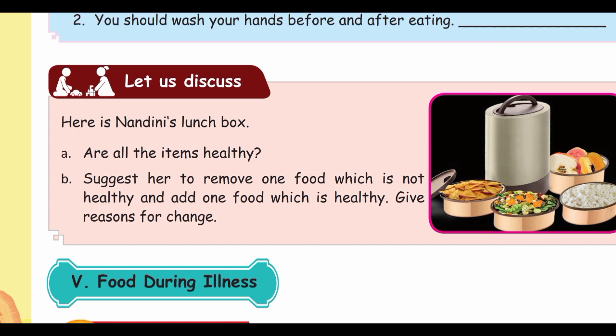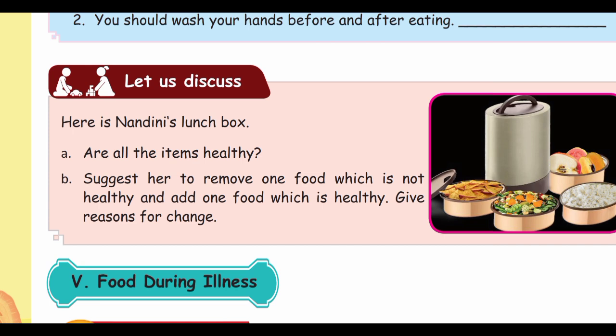Next question. So B, suggest her to remove one food which is not healthy. That means we have to remove one food which is not good for us, okay, and add one food which is healthy. So we have to provide her another food which is good for her health. Give reasons for the change. So we have to provide the correct reason why we are not allowing her to eat that oil item.